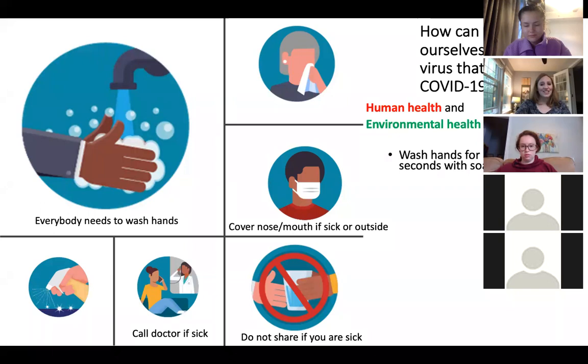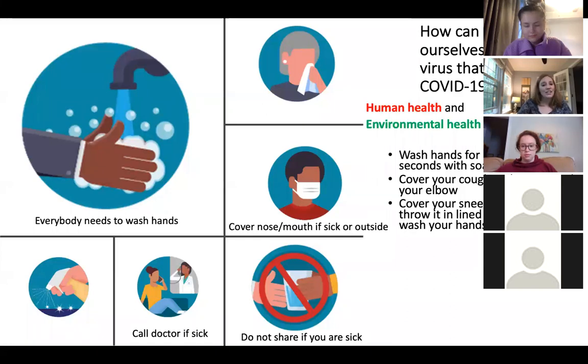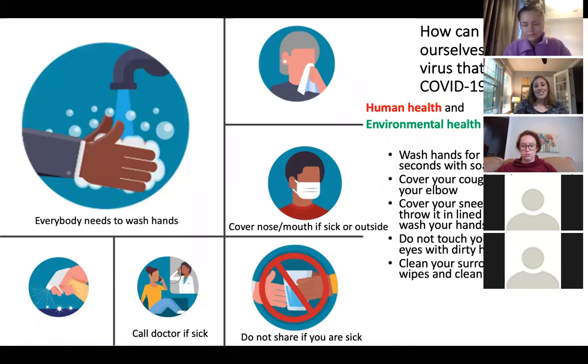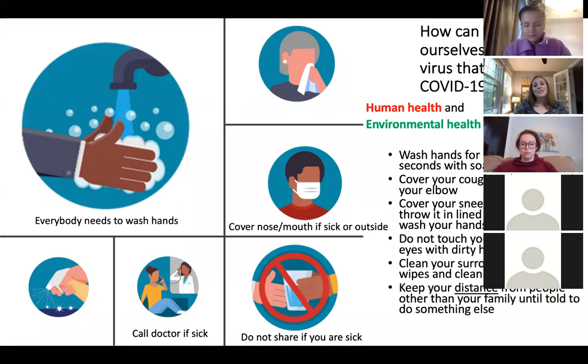Good. So we covered washing hands for at least 20 seconds. Cover your sneeze and cough with your elbow, and we're going to talk about that a little bit more later on. If you use a tissue, throw out the tissue in a lined trash can and wash your hands for at least 20 seconds with soap and water. Again, don't touch your eyes, nose, or mouth with dirty hands. Make sure that your environment stays clean, right? And make sure that you keep your distance if you are sick, okay? Keep your distance from people other than your family until you're told otherwise that you're okay to do something else.